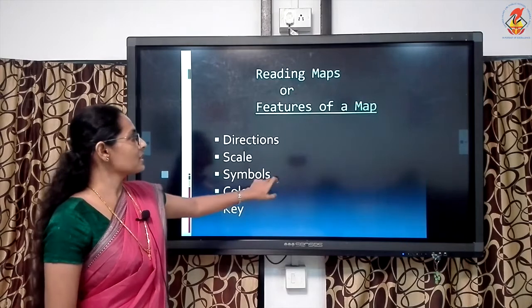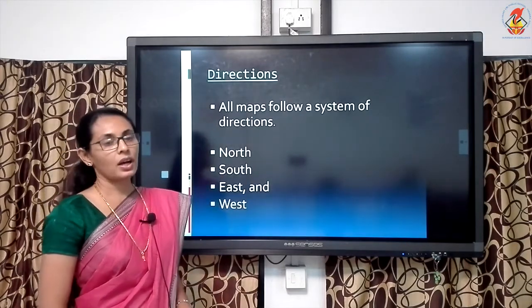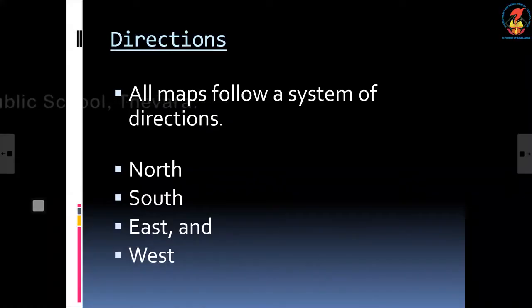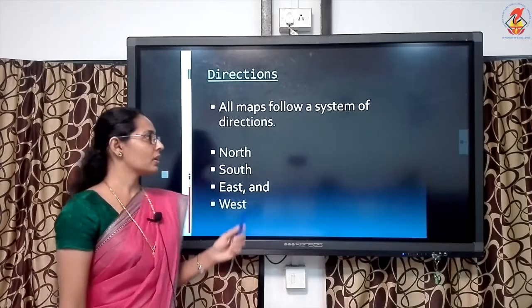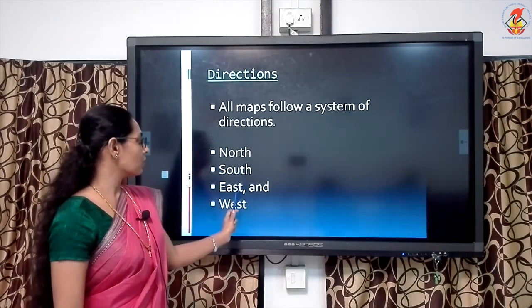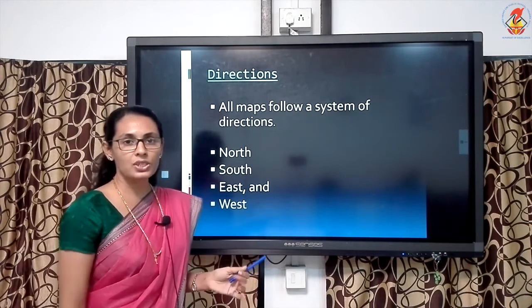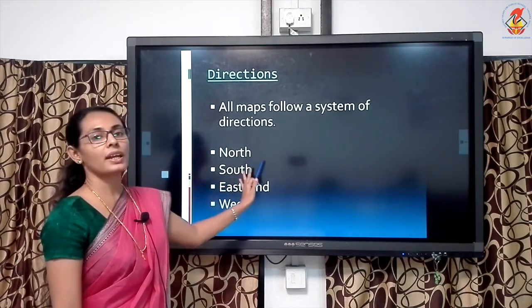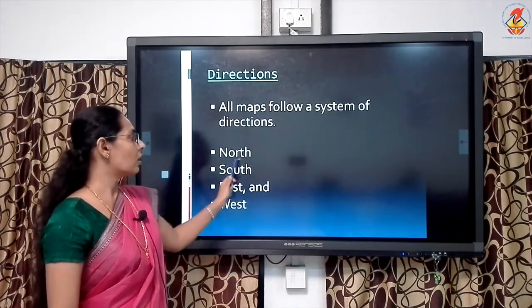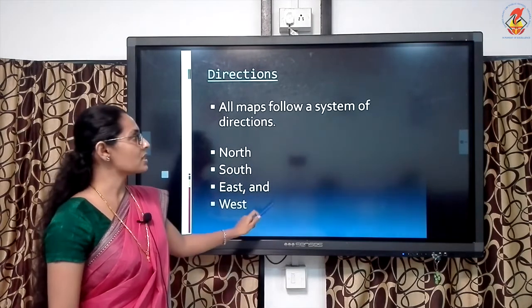The first one is directions. All maps follow a system of directions. Every map has a particular system of directions. The same directions we are using for every map, that is north, south, east and west. We know the 4 directions, and the same directions we use here also, north, south, east and west.